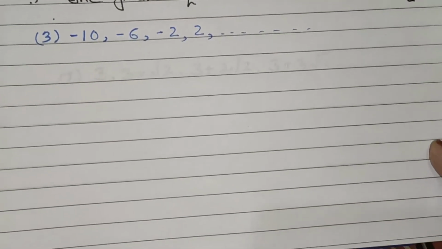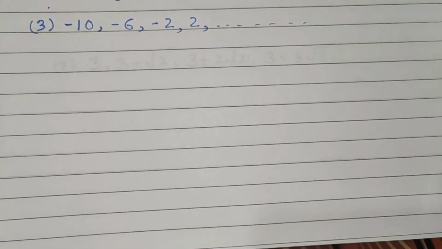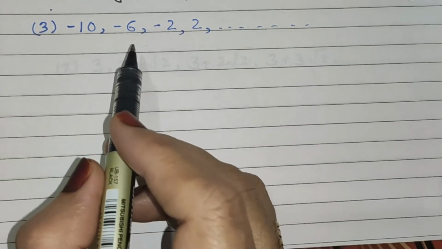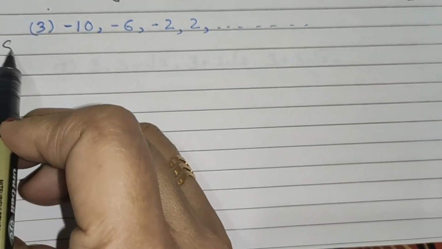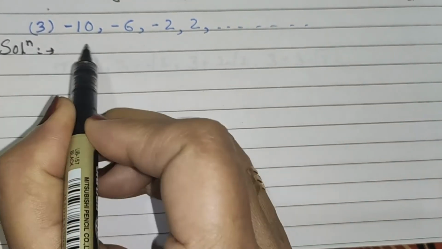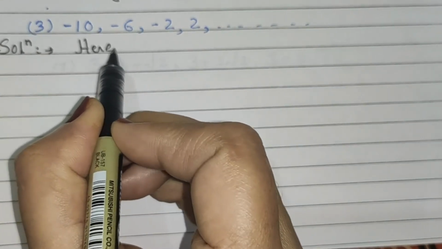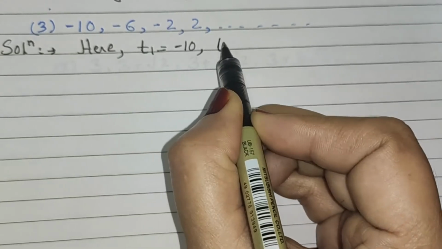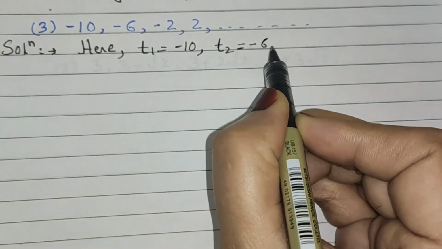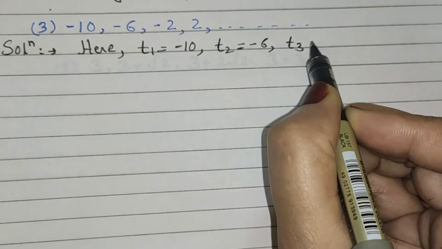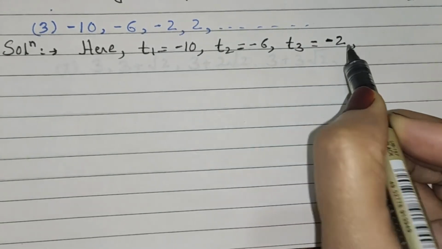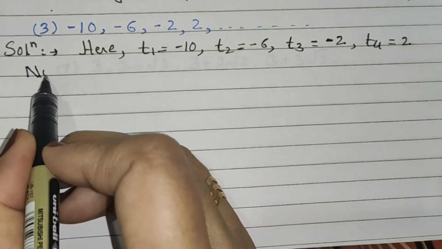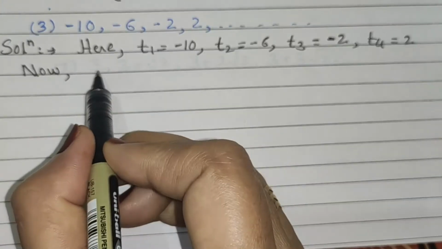Now, next question is, sequence given here is -10, -6, -2 and 2. Now write down the solution. Here T1 is equal to -10, T2 is equal to -6, T3 is equal to -2, T4 is equal to 2. Now find out the difference.